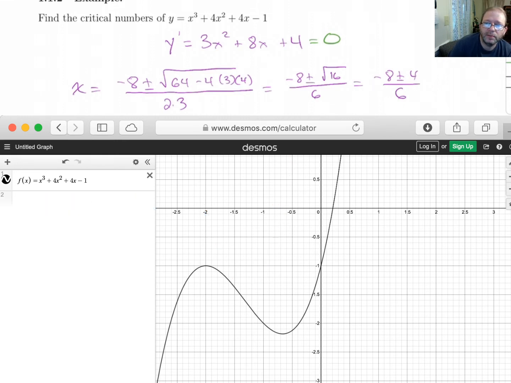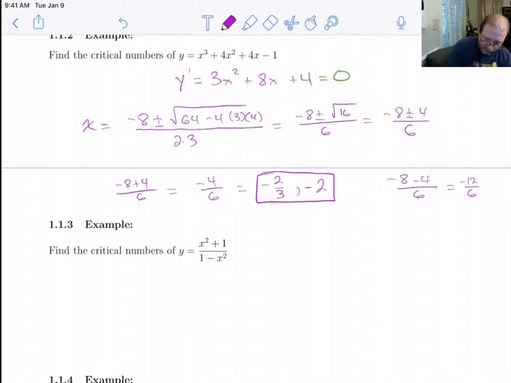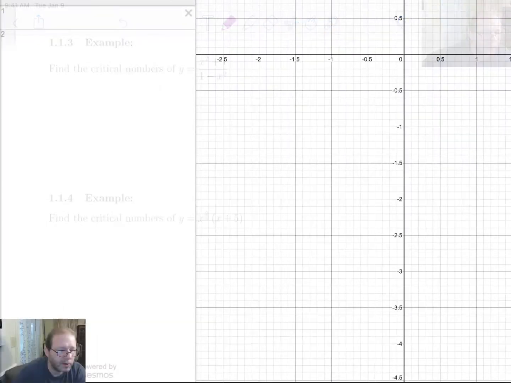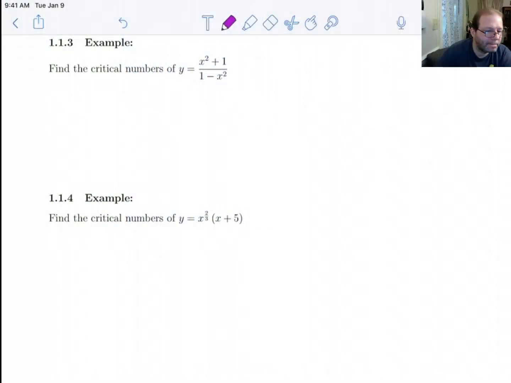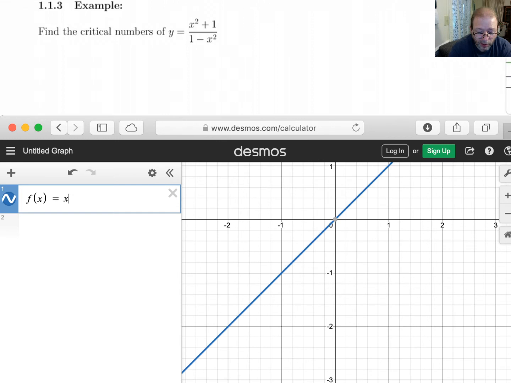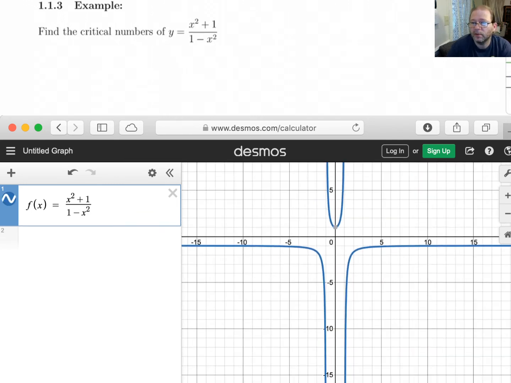All right. Let's do another example. Find the critical numbers of this. All right. Tell you what, before we find these, let's graph it and see what it looks like. Eventually, I'll get on the right screen. Let's see. Y equals, or I'm going to call it f of x again. Let's see. X squared plus 1 over 1 minus x squared. All right, we get this. Interesting. Now notice 1 and negative 1 are outside of the domain of this function.